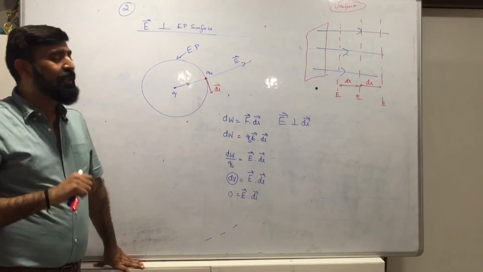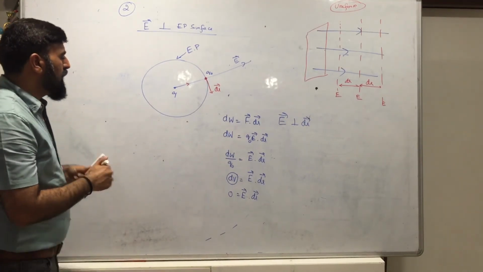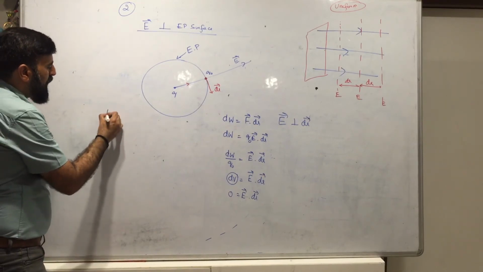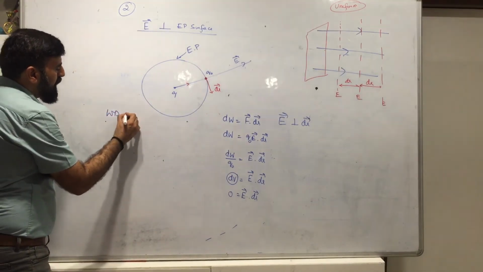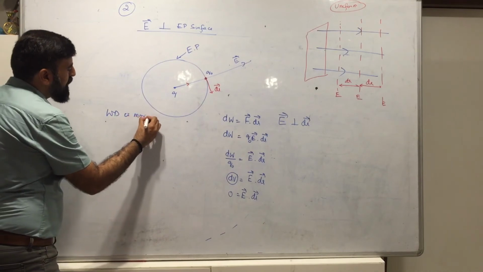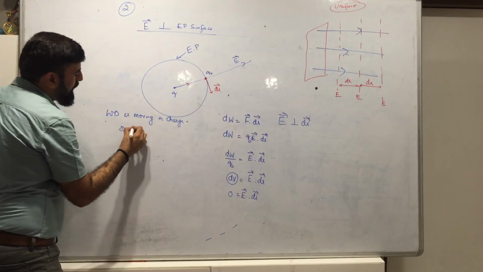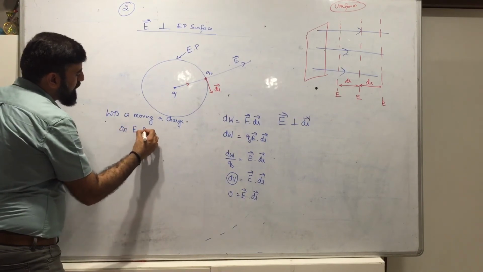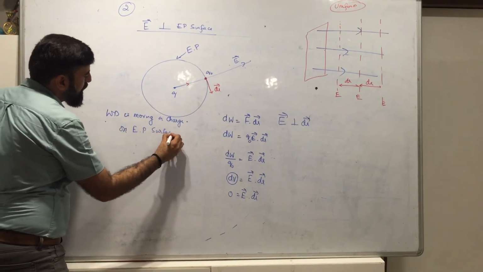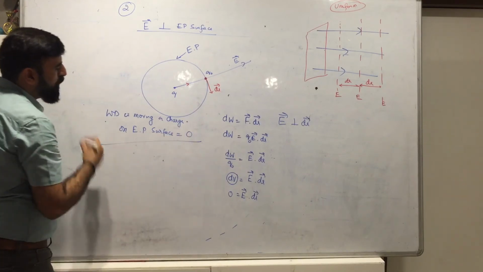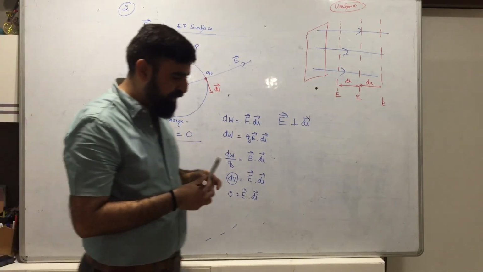I'd like to mention another property here. You can quickly note down: work done in moving a charge on the EP surface is always 0, right? Work done is always 0.